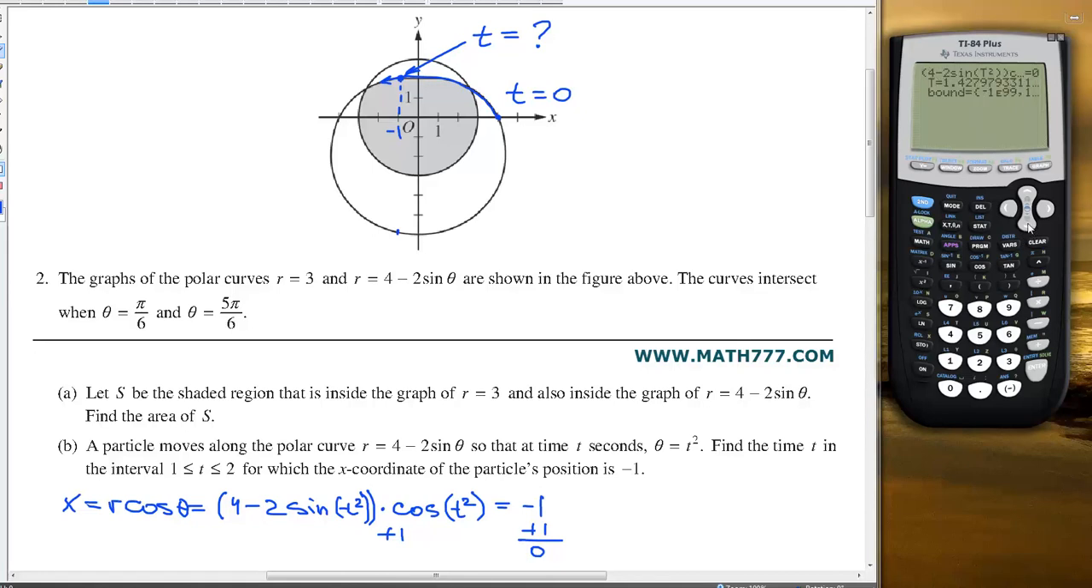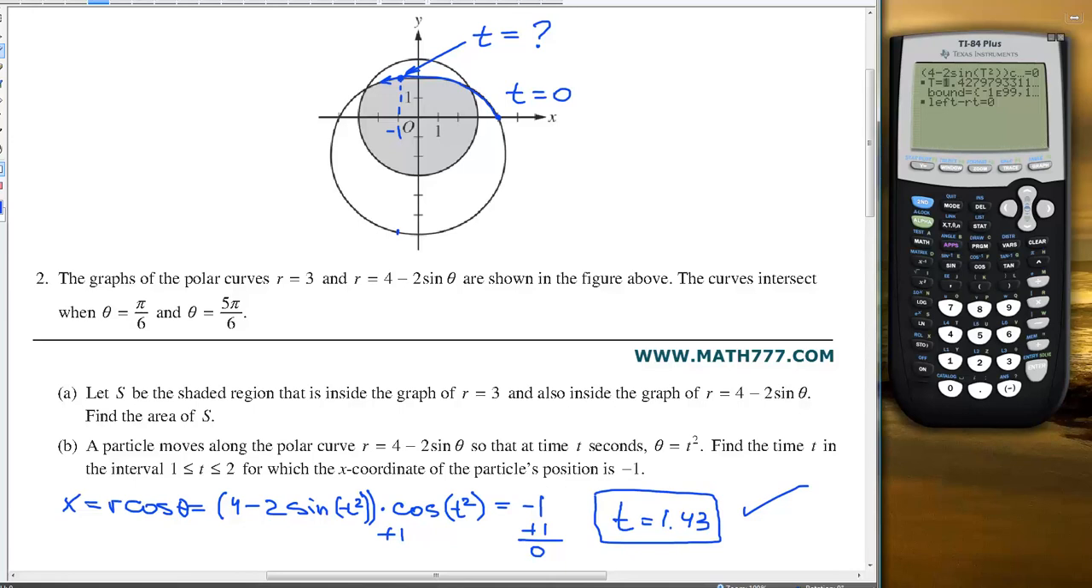And so let's guess a particular value of t. Let's say t is equal to 1.5, which is the middle of our interval between 1 and 2. And so let's solve this. We get 1.43. So the answer is, at time t equals 1.43, the x-coordinate will be equal to -1. So this is our answer to this question.